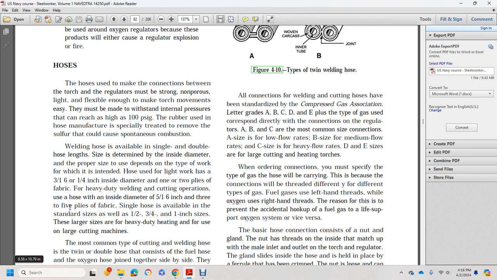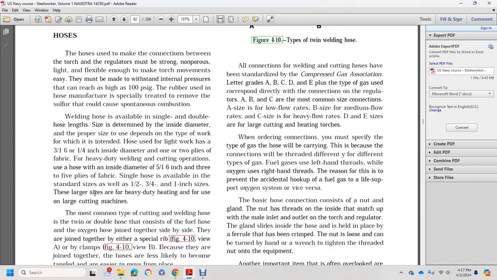Light work uses hose with a 3/16 or 1/4 inch inside diameter and 1 to 2 plies of fabric. Heavy duty welding and cutting operation hose has an inside diameter of 5/16 of an inch and 3 to 5 plies of fabric. Single hose is available in standard sizes as well: 1/2 inch, 3/4 inch, and 1 inch. The larger sizes are heavy duty, for heating and for the use of large cutting machines.